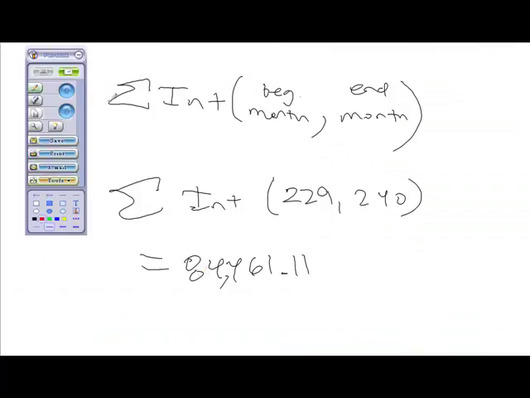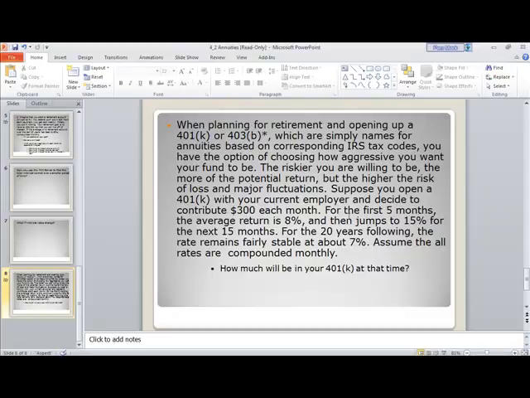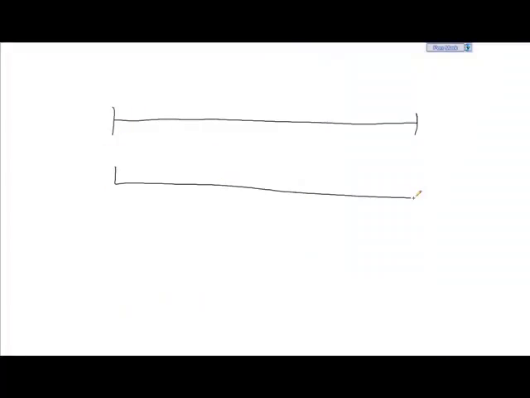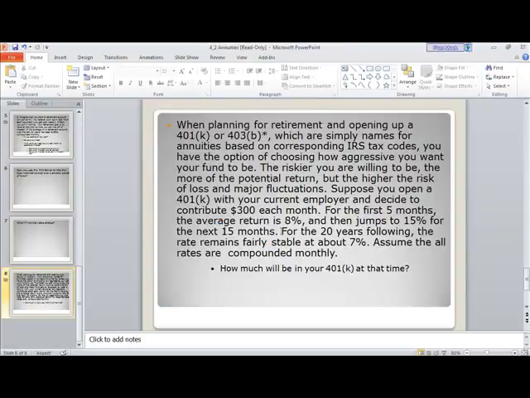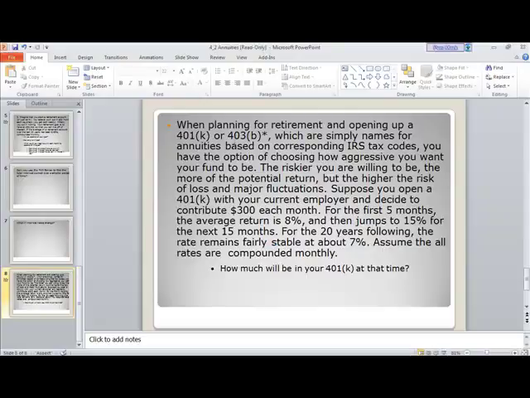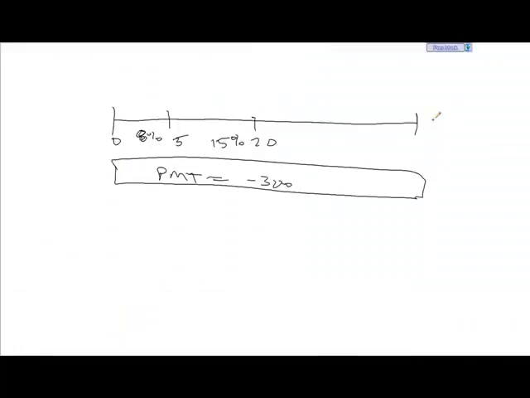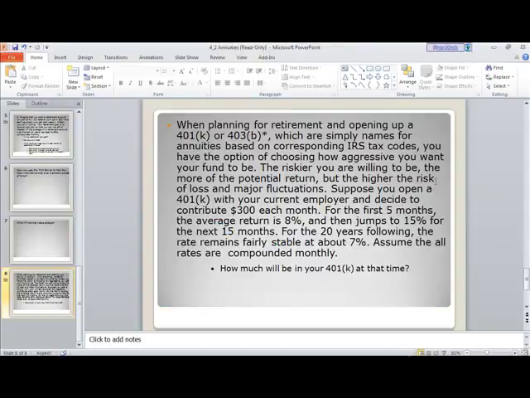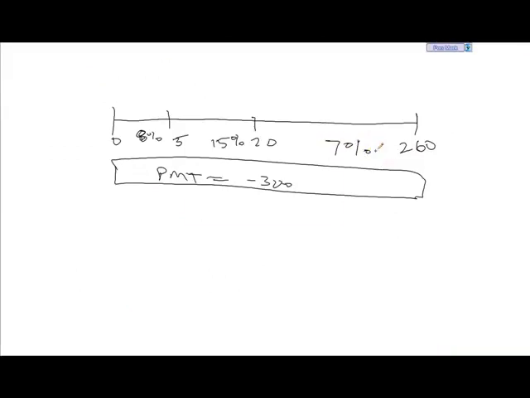Break up a time diagram into enough segments representing the different interest rates. So we know that for the first 5 months, our payment is stable here at $300. So PMT equals negative 300. For the first 5 months, from 0 to 5, we earn 8%. From 5 to 20, for the next 15 months, the interest rate jumps to 15%. And then for the next 20 years, which is 240 months, so 20 plus 240 would put us at 260 months since the beginning, and this actually drops down to 7%.